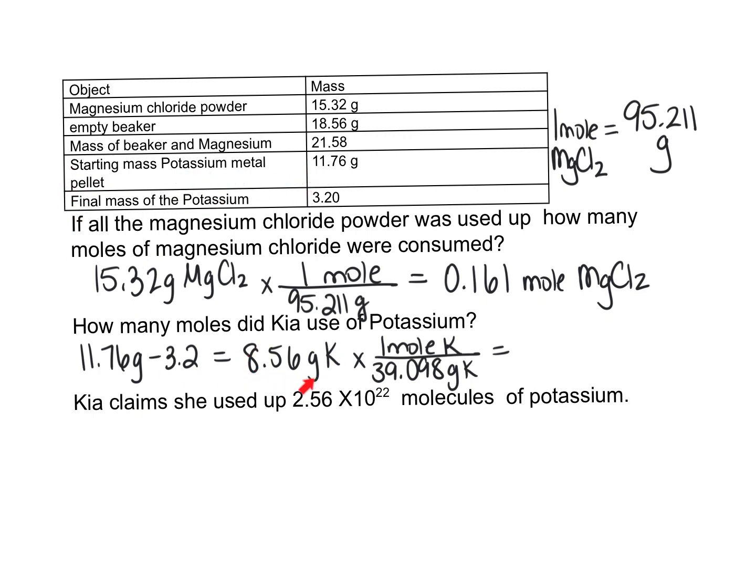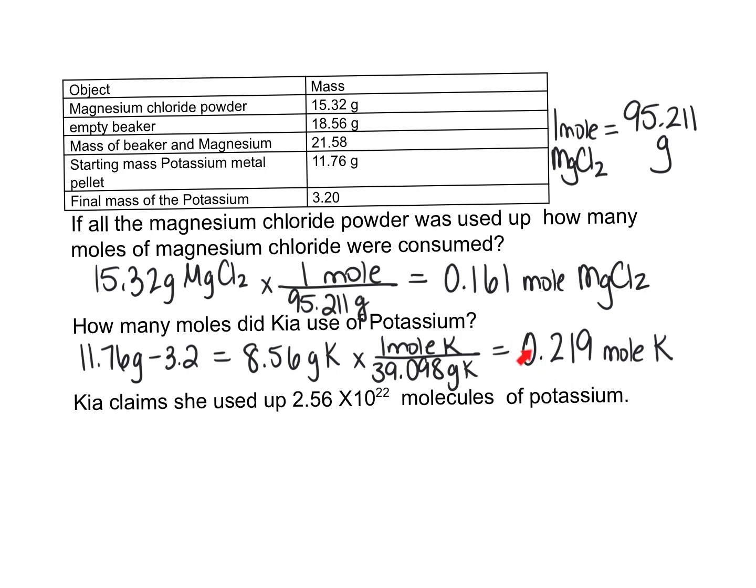Then I can go ahead and convert my grams of potassium into moles using the relationship that 1 mole is equal to the molar mass on the periodic table. And so when I solve, I should get 0.219 moles of potassium. Next problem, she claims she used up 2.56 times 10 to the 26 molecules of potassium. So we want to see if that matches up with these moles.